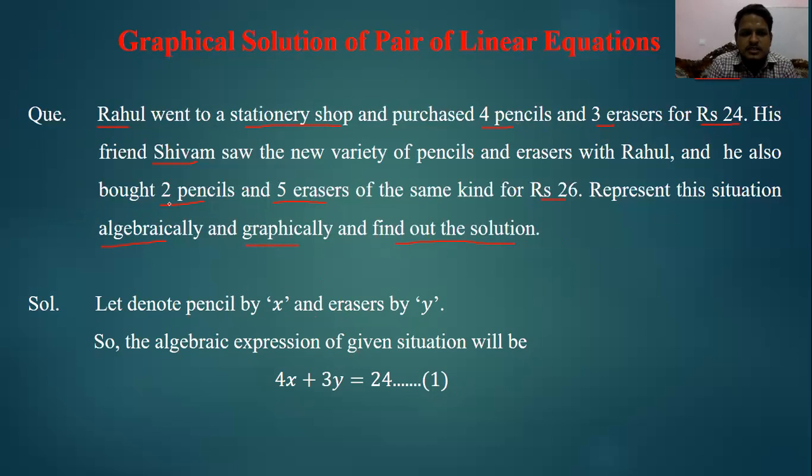Similarly, in Shivam's case, Shivam purchased 2 pencils, then the cost of 2 pencils will become 2x, and he purchased 5 erasers, then the cost of 5 erasers will become 5y, and the total cost is 26. So the equation will become 2x plus 5y equal to 26. So we get two equations.